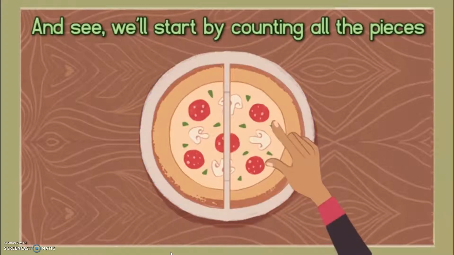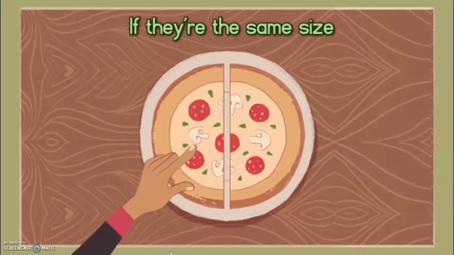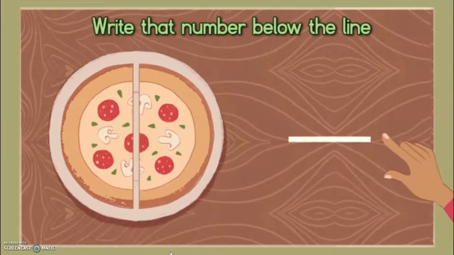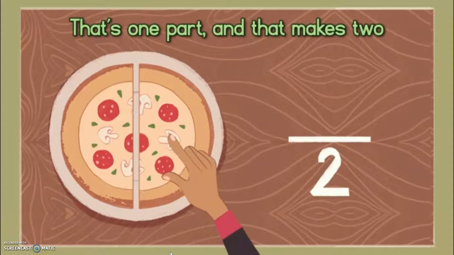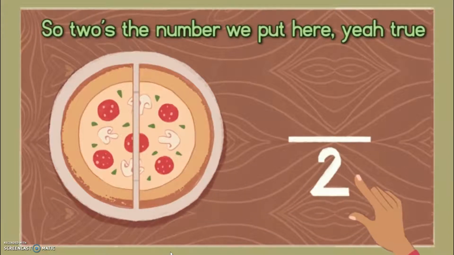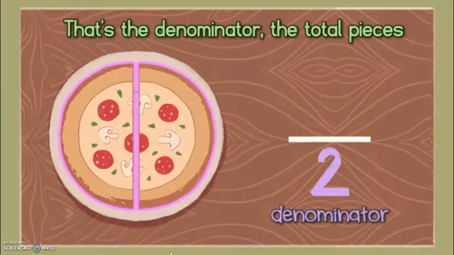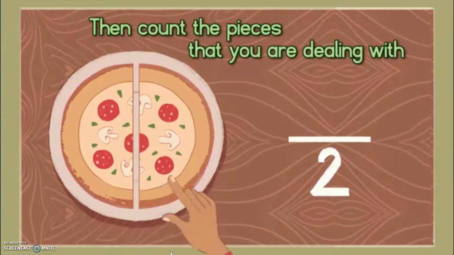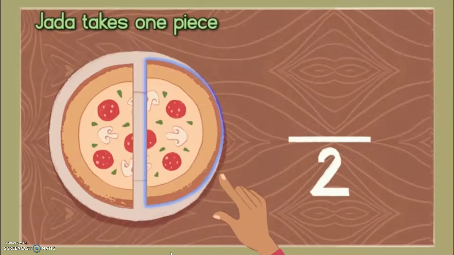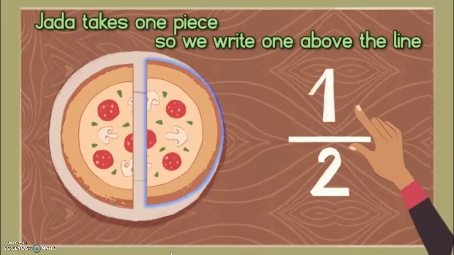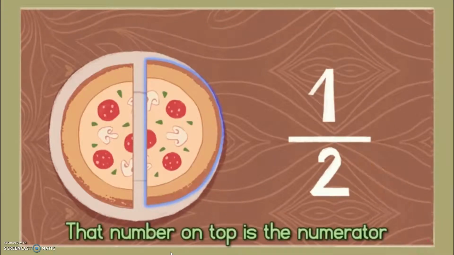And see, we'll start by counting all the pieces if they're the same size. Write that number below the line. That's one part. And that makes two. So two's the number we put here. Yeah, true. That's the denominator. The total pieces. Then count the pieces that you are dealing with. Jada takes one piece, so we write one above the line. Yeah, now we're done. That number on top is the numerator.